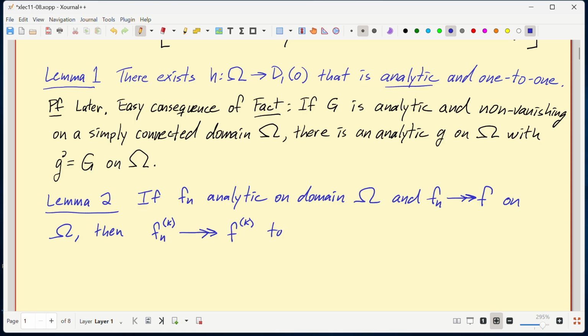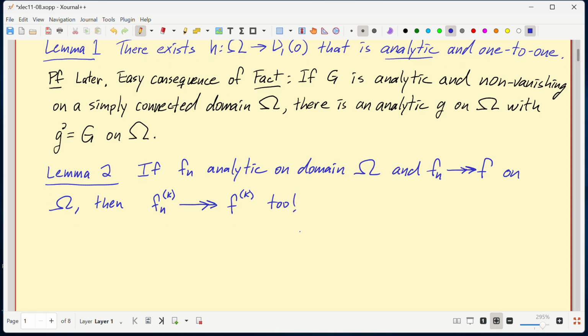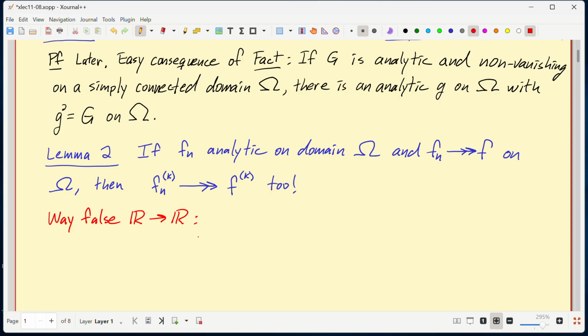So that's a really strong thing, and it's way false for R to R. I guess there's lots of things. We know there's an infinitely differentiable function that converges to a nowhere differentiable function. So that famous function is h_N of t equals the sum from n equals 1 to capital N. This is Weierstrass's version of smooth functions that converge to a nowhere differentiable function.